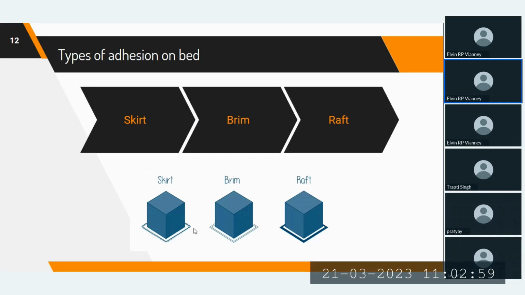The next one is raft. Raft is completely a detailed structure; the raft has more than 5 to 6 permanent layers. It will never allow the object to touch the ground. So the object will never touch the ground, so we can easily detach it from the bed.